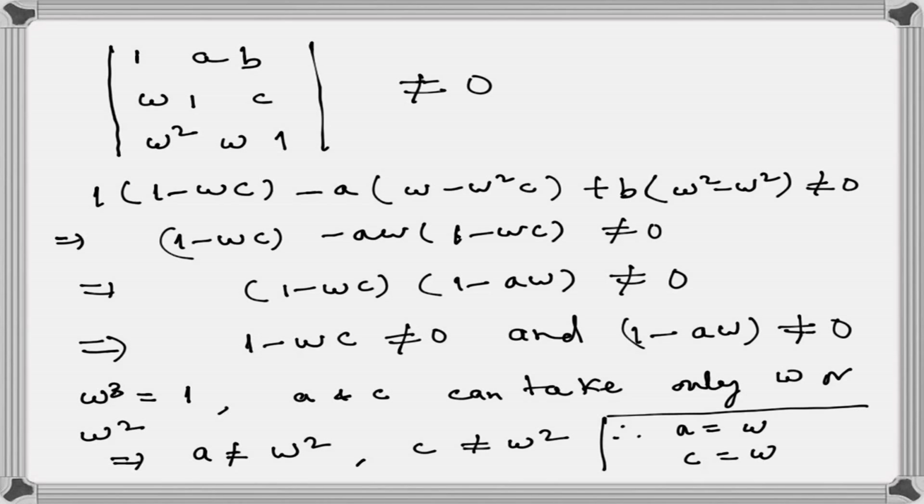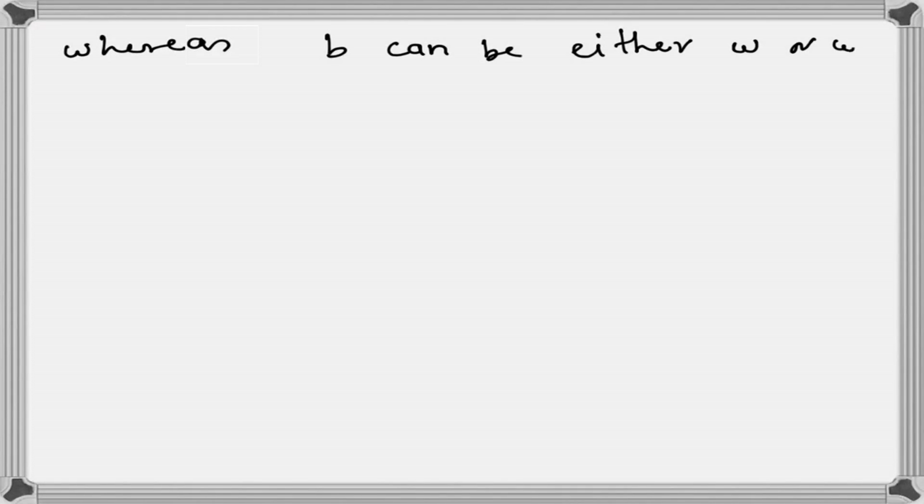Now what can we say about B? B can be either W or W square.